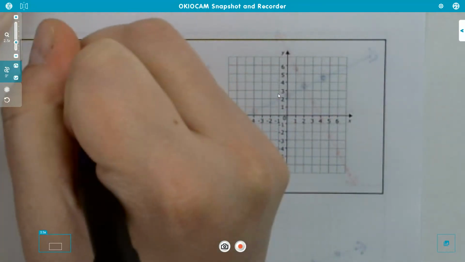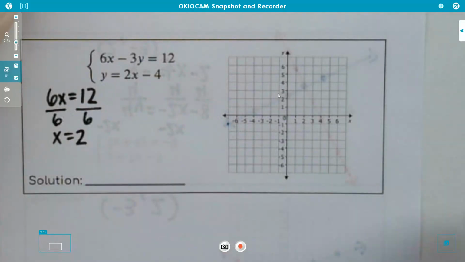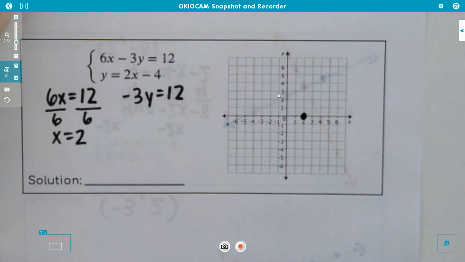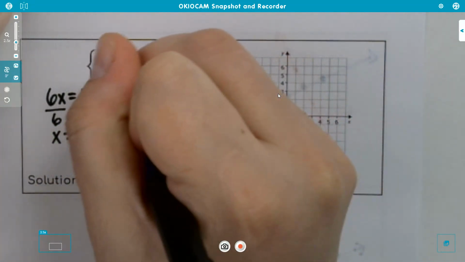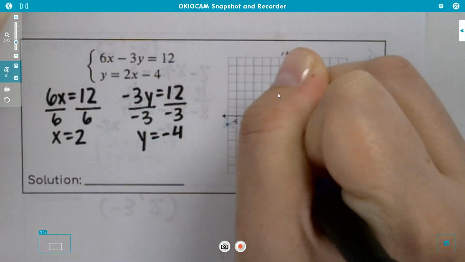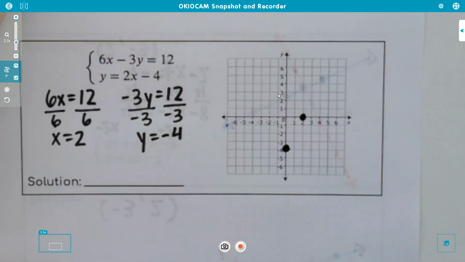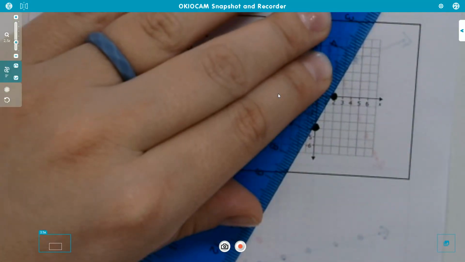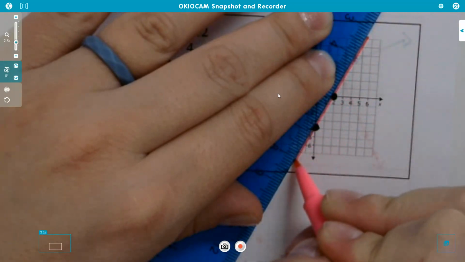Divide both sides by 6. Get x equals 2. Go ahead and graph that. X equals 2. Then for negative 3y equals 12, that's how I'm going to get my y-intercept. I'm going to divide both sides by negative 3. I'll get y equals negative 4. Okay. Any questions on the intercepts of that one?